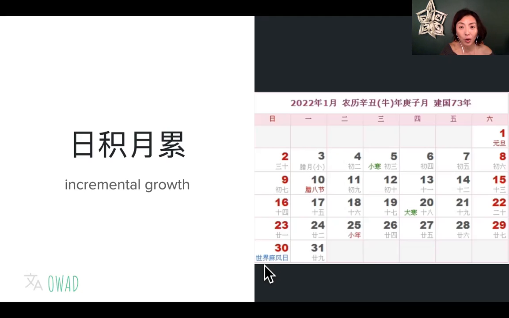And this is simply World Leprosy Day. So this is also a Chinese connection to the world, whatever the worldly events are also going to be marked on here. And then these are some smaller markers, according to the lunar calendar, of what season it is.